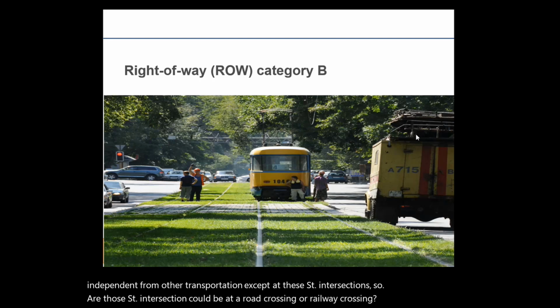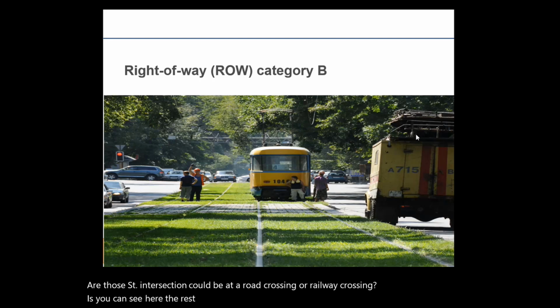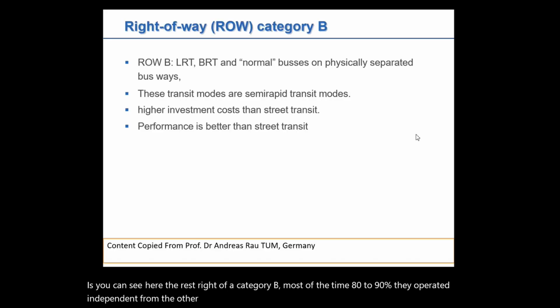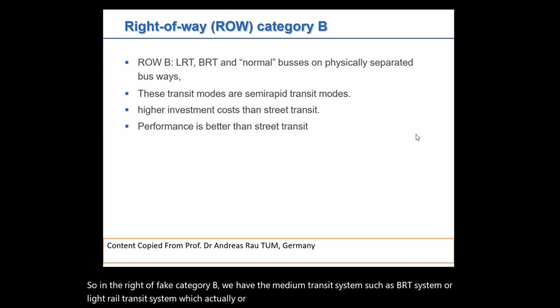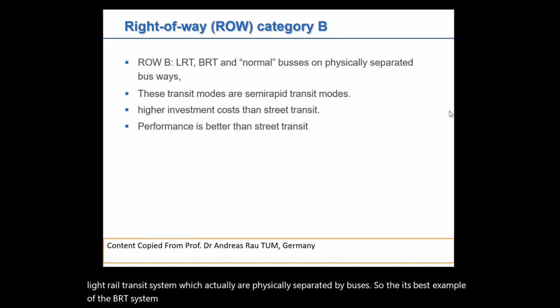In right of way category B, most of the time, 80 to 90%, vehicles operate independently from the other moving traffic. Here we have medium transit systems such as BRT or light rail transit systems, which are physically separated from buses. The best example of a BRT system on right of way category B is the Peshawar Bus Rapid Transit system, which in Hyderabad operates on right of way category C.